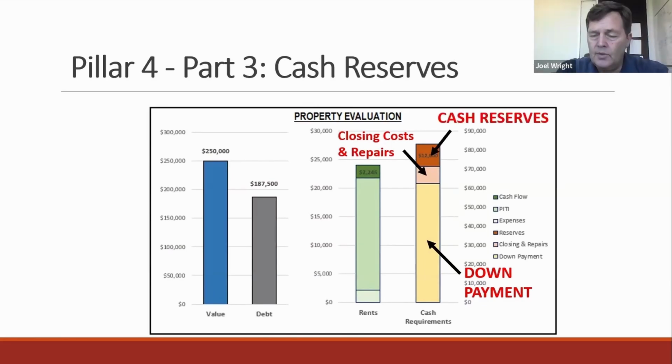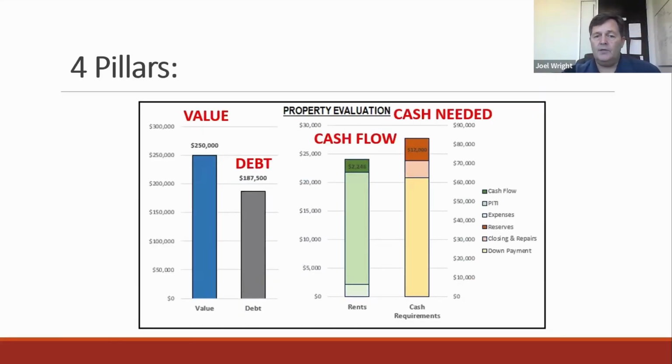The last one, I always recommend having reserves. You need to have some cash reserves. You're going to hold the property long term. You need cash reserves sitting on the side for the inevitable carpet, paint, rent ready that is going to happen at some point in the future. Your tenant won't always be there. It may be 2 years down the road. It may be 10 years down the road. It may be after you sell it, but expect to have some cash reserves for that. So here are the four pillars: value, debt, cash flow, and the cash needed.